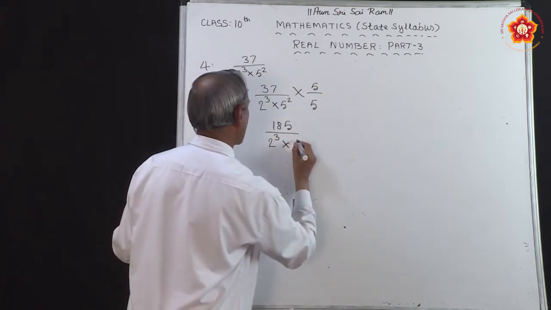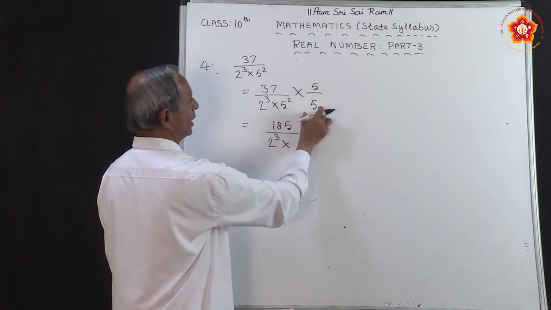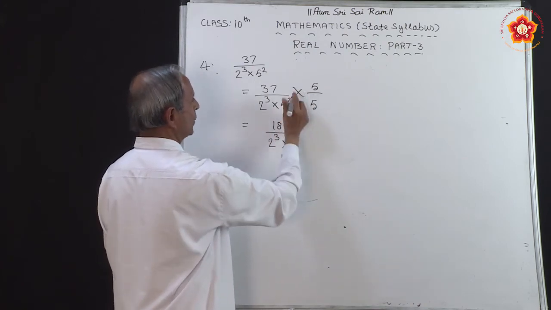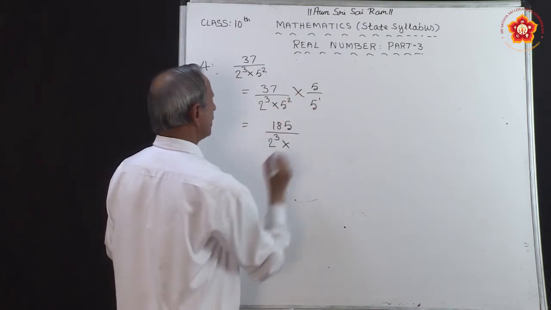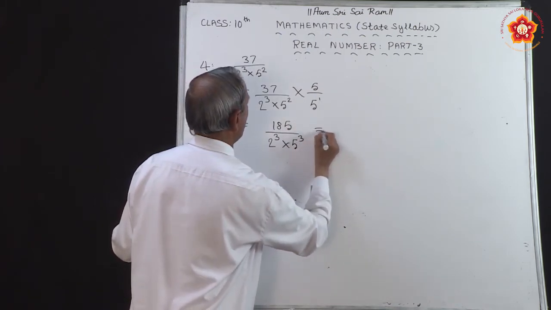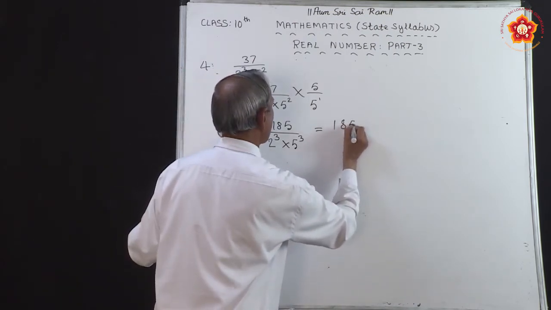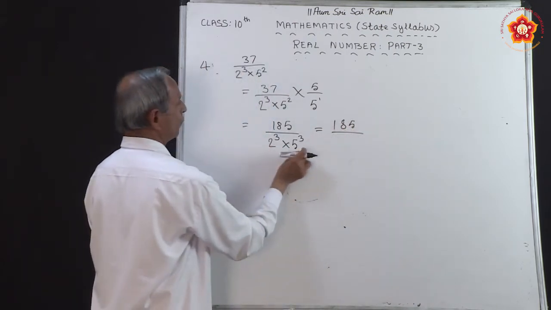So you will get, according to the rule, x to the power of m into x to the power of n is equal to x to the power of m plus n. Here 2 is there, here the power 1 is there. 2 plus 1 becomes 3, 5 cube. Now it can be further simplified like this, 185 upon 2 into 5.